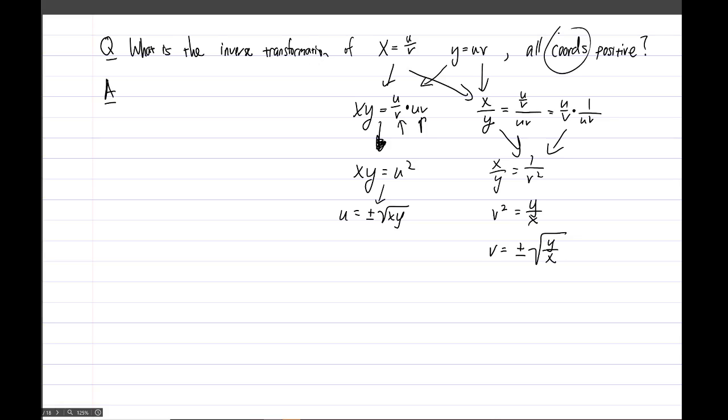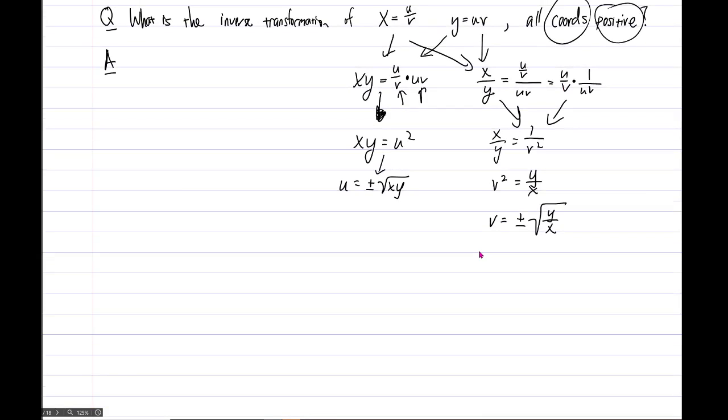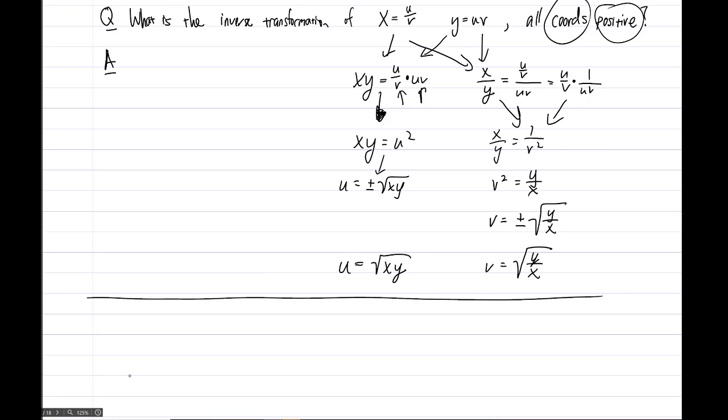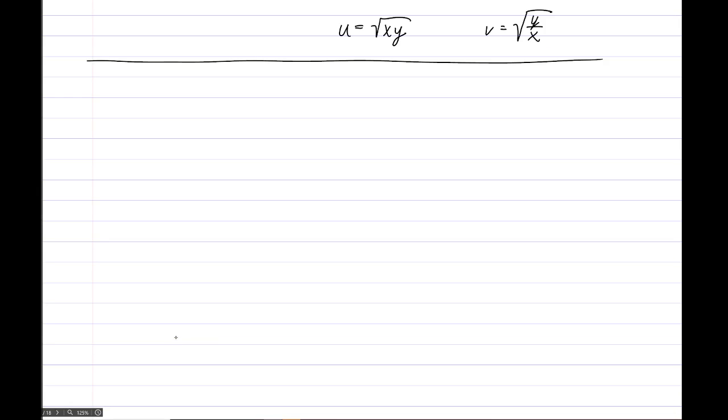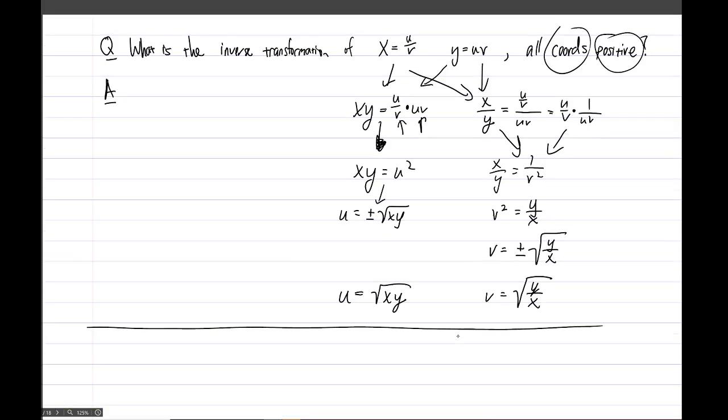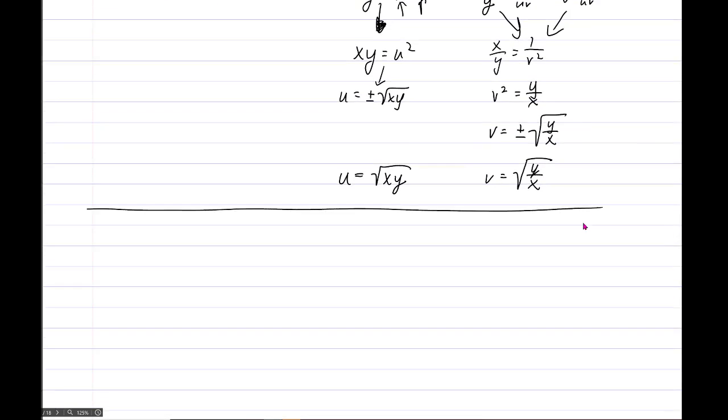Now we were told all coordinates positive, just sort of the problem itself anticipated that there would be some quadratics going on. So we're just going to say u is equal to root xy with just the plus sign, and v is equal to root with just the plus sign y over x. Okay, cool. We're done with that question. Now, it was just sort of a strangity here going on with the all coordinates positive. Just wanted to practice something that wasn't quite so linear, that's all. Something more quadratic. Now, what about triple integrals?